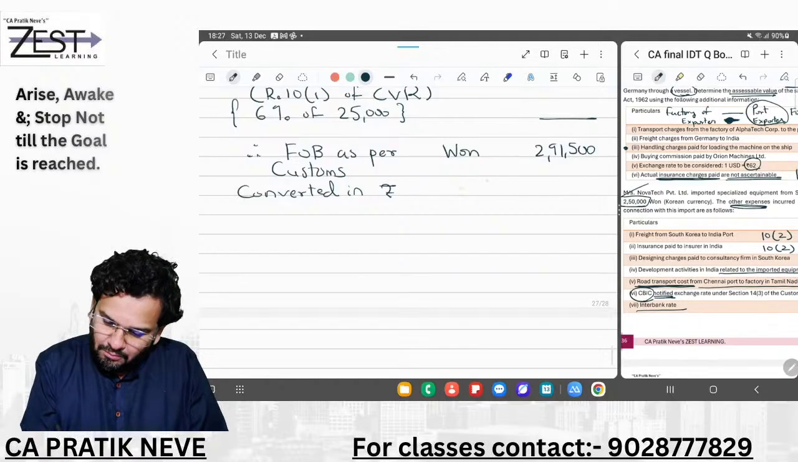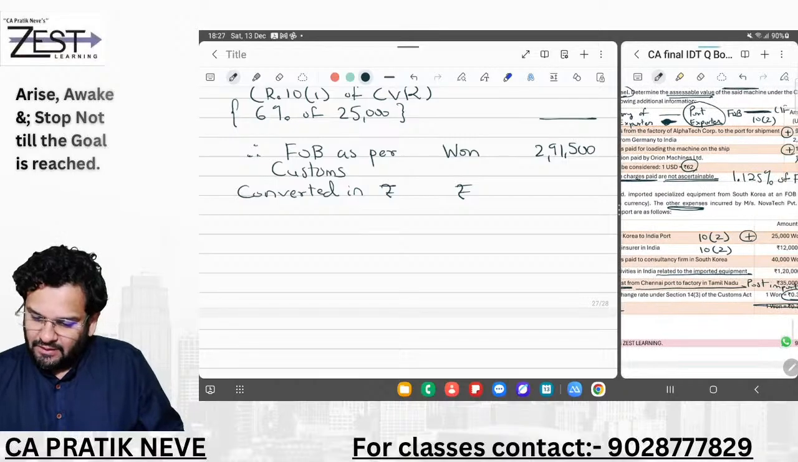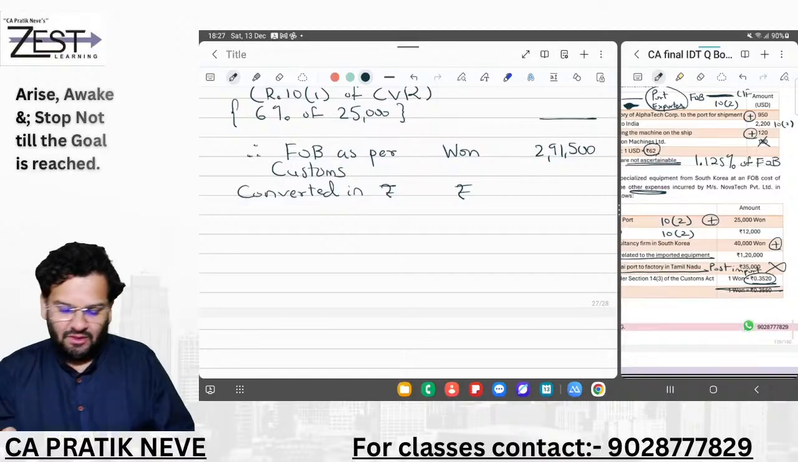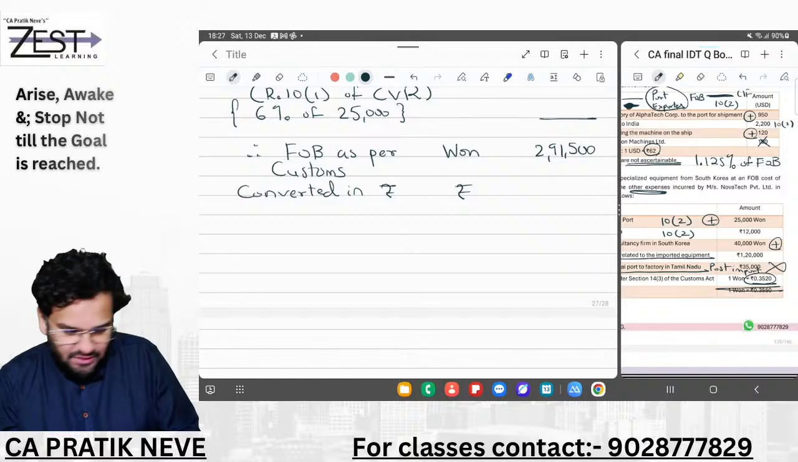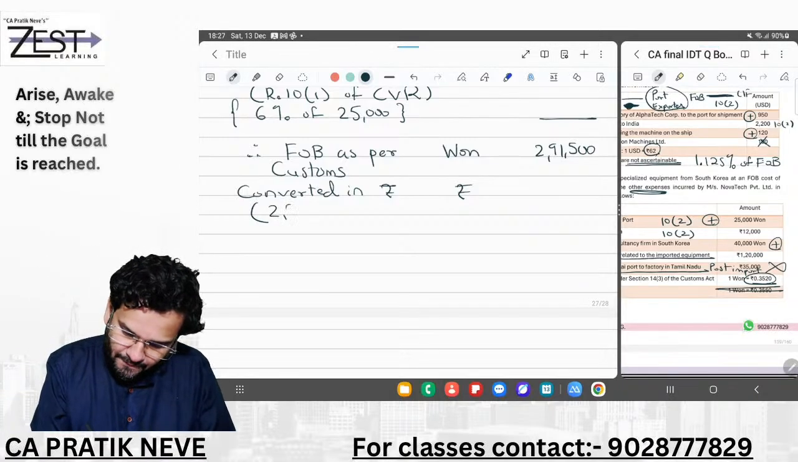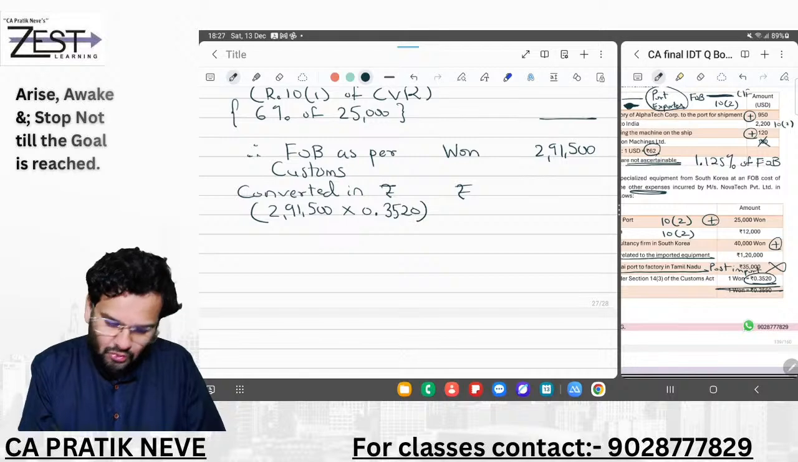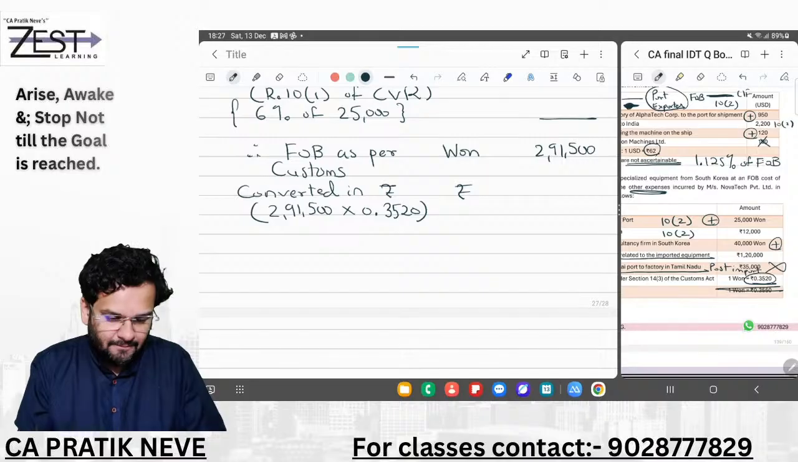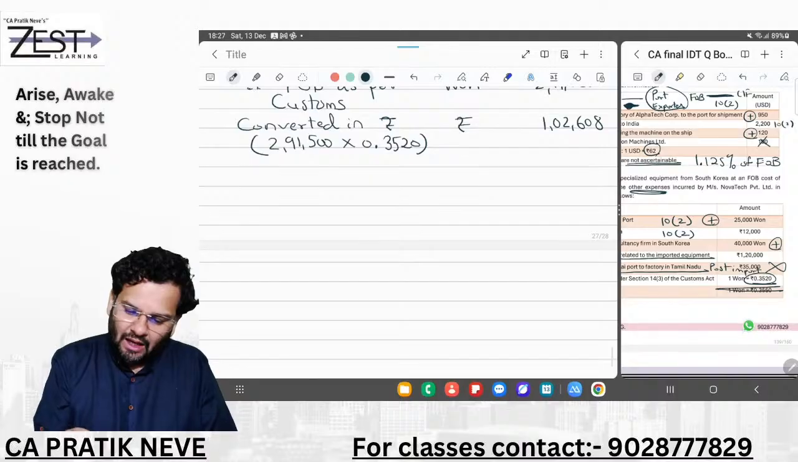Because the transport cost is fine, it is in foreign currency, but insurance is in rupees. So at this point, please convert into rupees. The rate of exchange is 0.3520. So 291,500 into 0.3520, you must be getting 1,02,608.